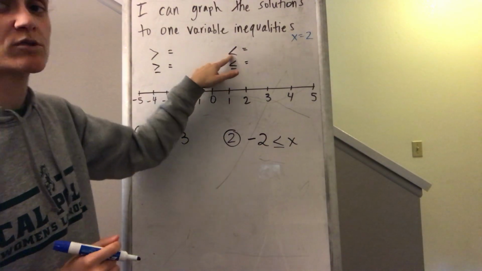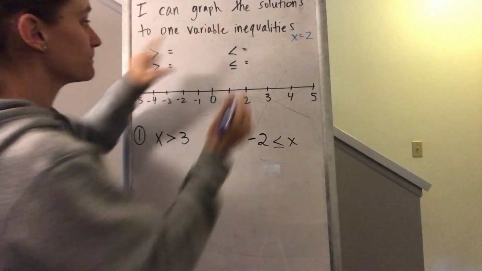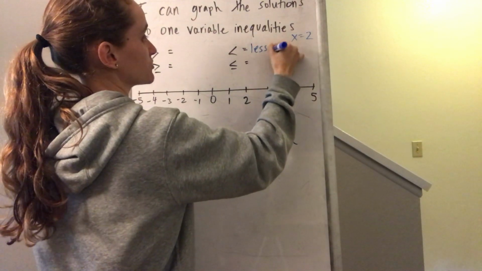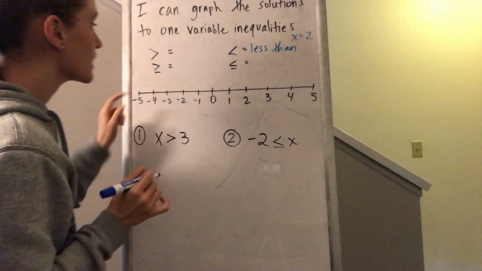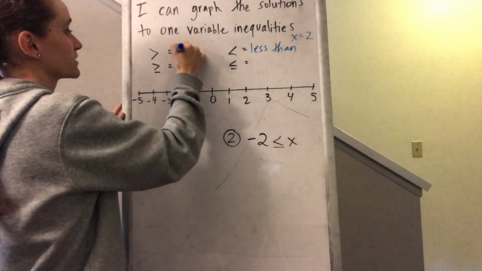I know that this one means less than because it looks like an L. So this one means that maybe x would be less than 2. And then this one is the opposite way. It's going to be greater than.